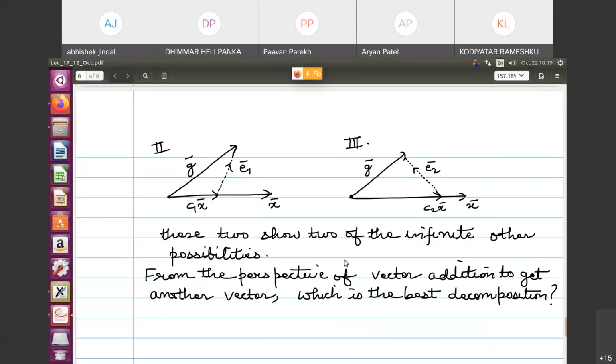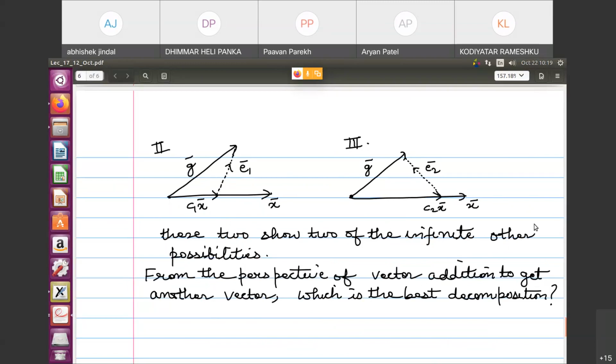So these are two of the infinite other possibilities. From the perspective of vector addition to another vector, what is the best decomposition? If our aim was to find the component of a vector g along x, so that we can write g as the sum of a component along x plus another vector, there are several such possibilities.